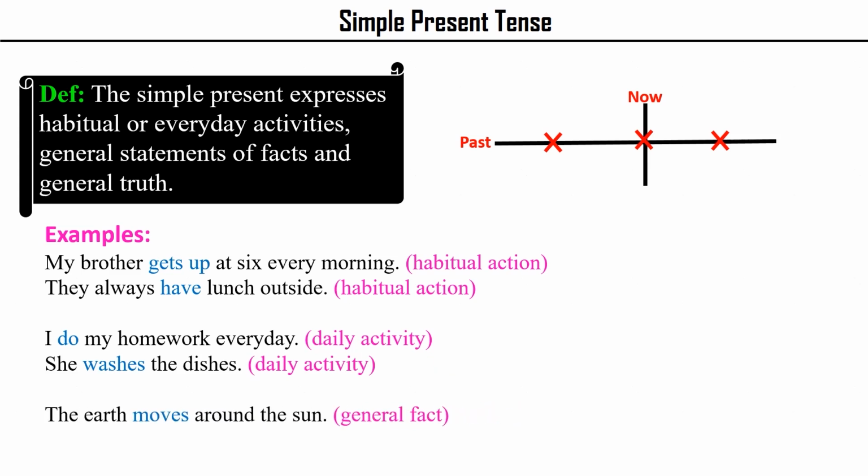The earth moves around the sun is a general fact. What is a general fact? A general fact is a fact that is clear for all. The earth moves around the sun is clear for all. Everyone knows that the earth moves around the sun. Or the sun shines in the east is also a general fact that everyone knows. Or the sun sets in the west. Or the snow color is white, etc.